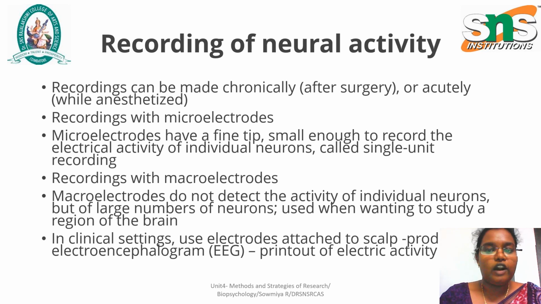Recording of neural activity. Recordings can be made chronically after surgery or acutely while anesthetized. Recordings with microelectrodes, which have fine tips small enough to record the electrical activity of individual neurons, are called single unit recordings. Recordings with macroelectrodes do not detect the activity of individual neurons but of a large number of neurons, and are used when wanting to study a region of the brain.